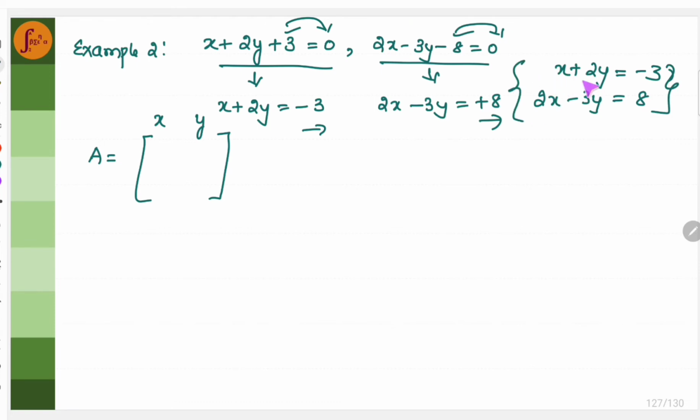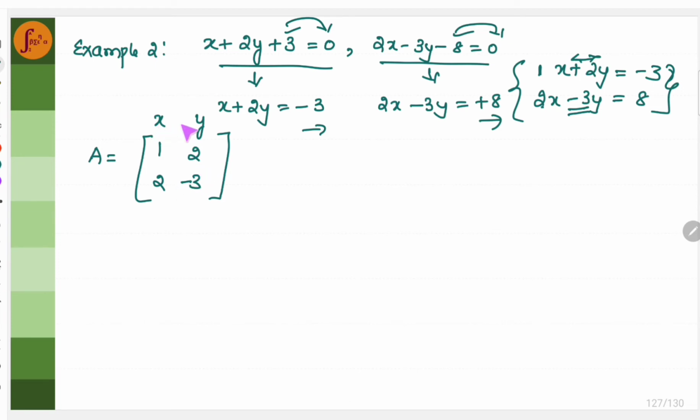Now there is 1 here, right? So the coefficient of x is 1. For the second equation it's 2. Then y is 2 and then it's minus 3. Remember to put the signs here, okay? You have to include the signs also when you're putting the coefficients here.